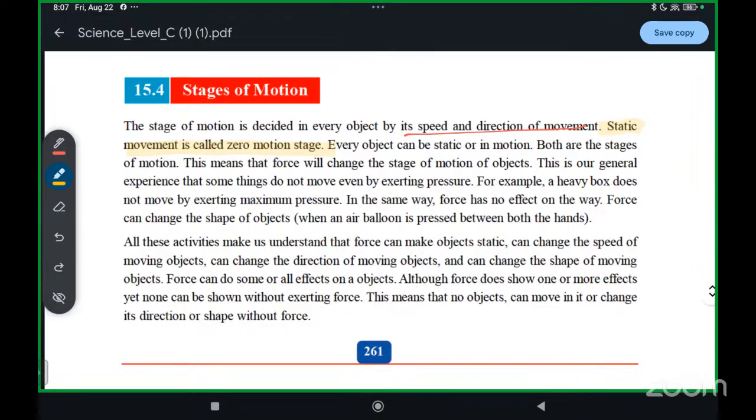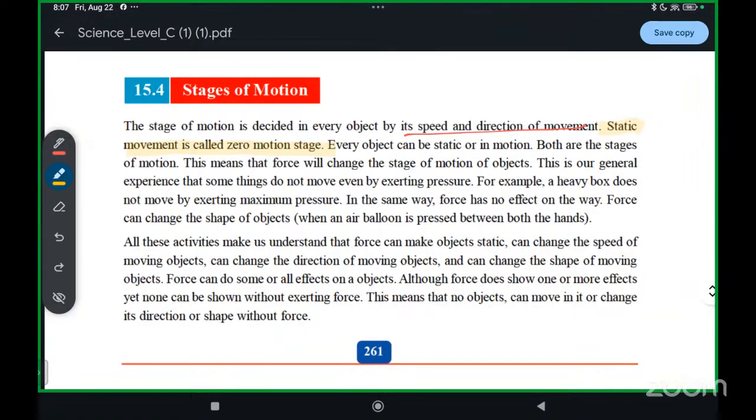Now, either an object will be static, meaning not moving, or it will be in motion, that is, moving. Both are the stages of motion. This means that force will change the state of motion of objects. This is a general experience that some things do not move even by exerting pressure. For example, a heavy box does not move by exerting maximum pressure. In the same way, force has no effect on the weight. Force can change the shape of objects.